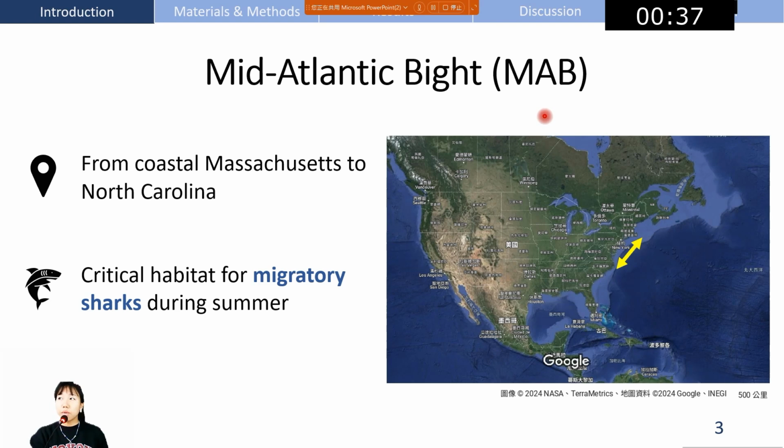At the beginning, I want to introduce the study area, Mid-Atlantic Bight, also known as MAB. This area is near New York, and it extends from coastal Massachusetts to North Carolina. This area is also a critical habitat for migratory sharks, especially during summer.